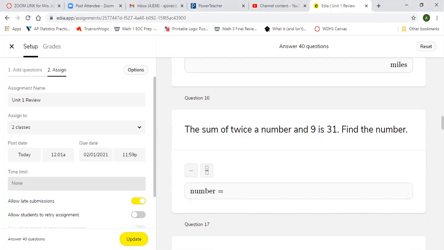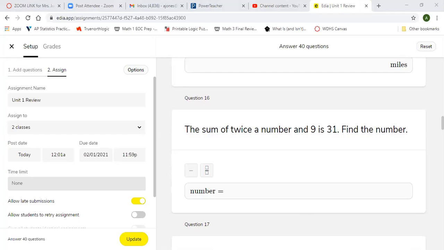All right, these are just equations. It says the sum of twice a number. How do I write the sum of twice a number? Twice a number, how do I write that? So I'm writing it down, 2x. The sum means add, and 9 is 31. So the sum of twice a number, plus 9 is 31.